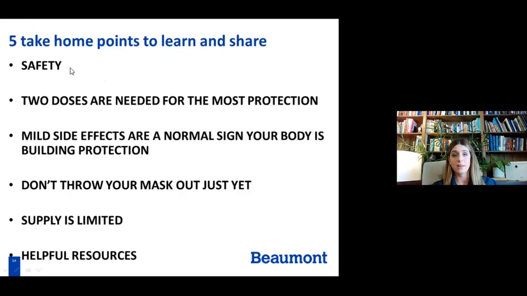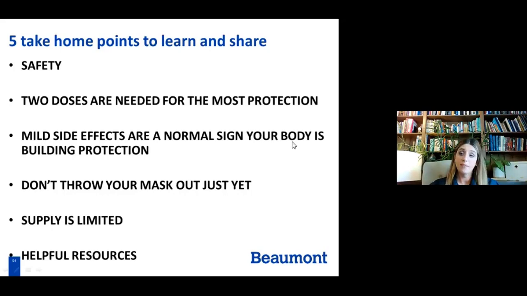So in summary, again, safety is always our first priority. And I think both vaccines show safety, at least for the term that they have been studied. The 2-dose series is needed for most protection. One dose, based on the data that I presented, is not enough. And even if there's a delay with the second dose, it is required and critical to get that second dose if you get your first dose.